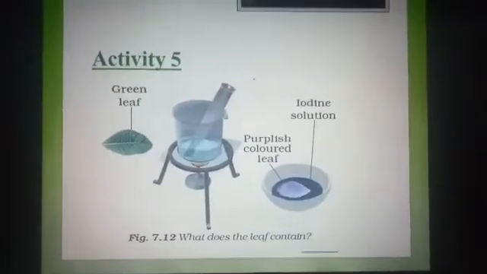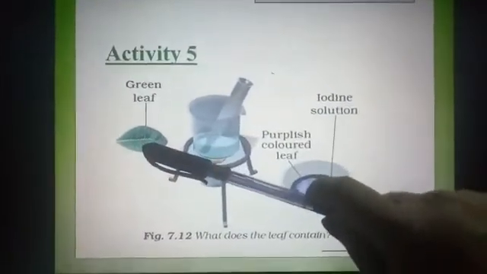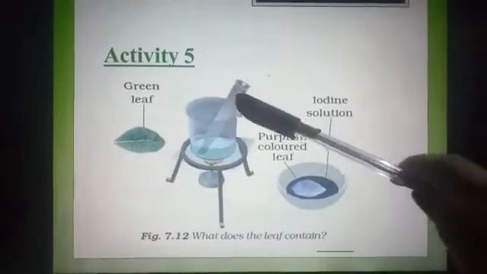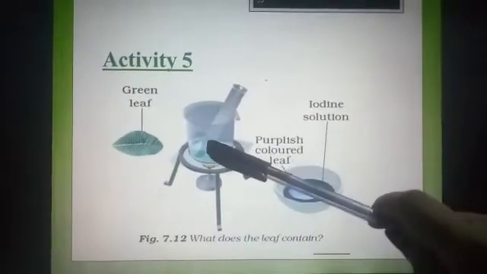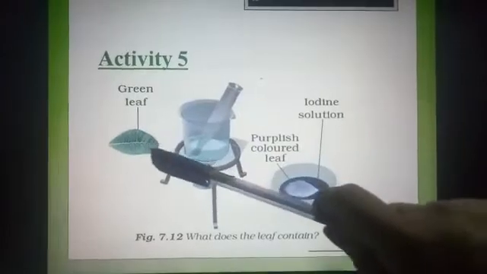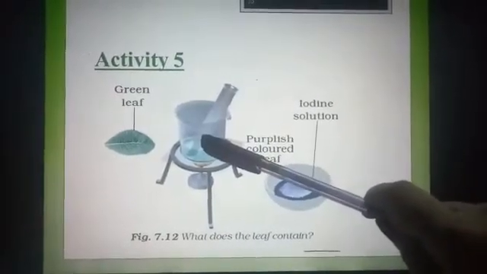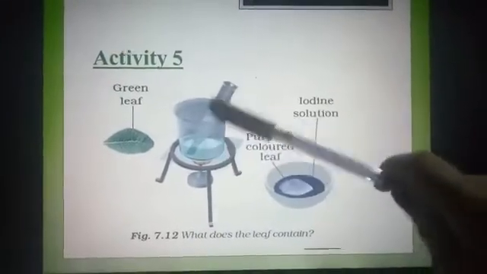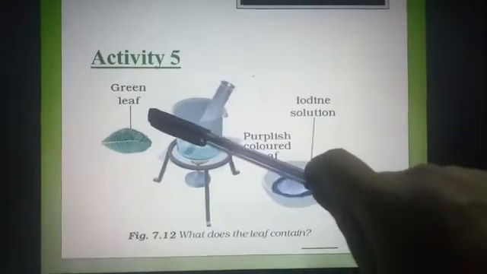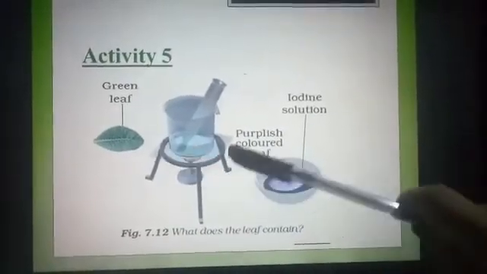The next is activity number 5. Just look here. What are you observing? A green leaf. Then there is a beaker, and a test tube. Inside the test tube there is spirit, and inside the spirit there is a green leaf. And in the beaker you have water, and here is the stand.